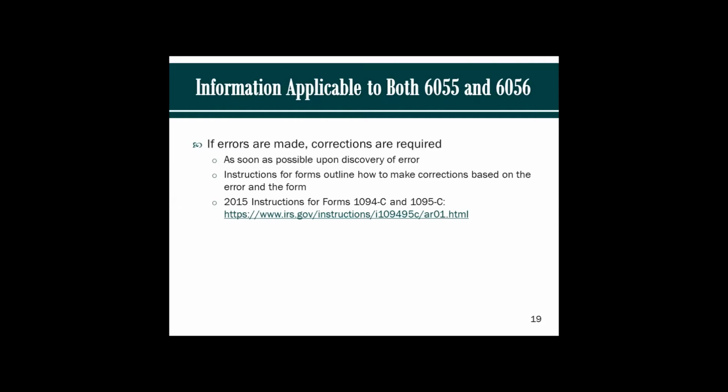Also, we talk about errors. Again, errors are going to be made, and the IRS has told us if you make an error, you do have to correct them. You have to send out a corrected form. We give you the website for the 2015 instructions for the forms. The instructions do go through the process that if you find that you've made a mistake, how you can go ahead and correct it. And personally, and surprisingly, I think the instructions are pretty clear and they're pretty easy to read as to making these corrections.